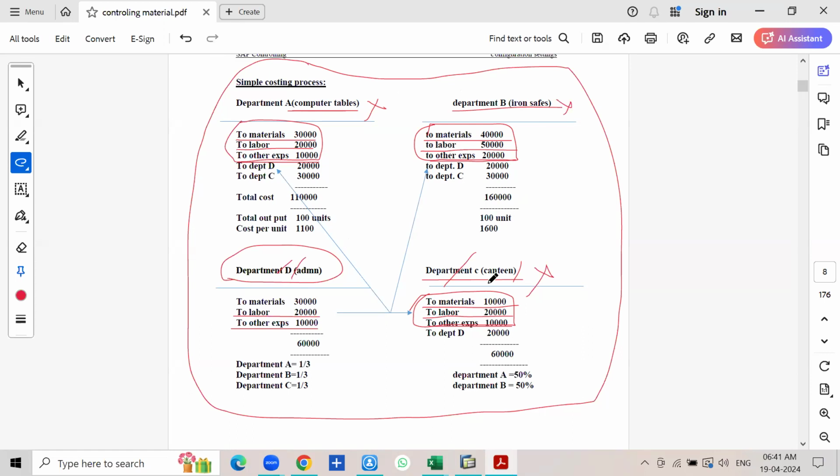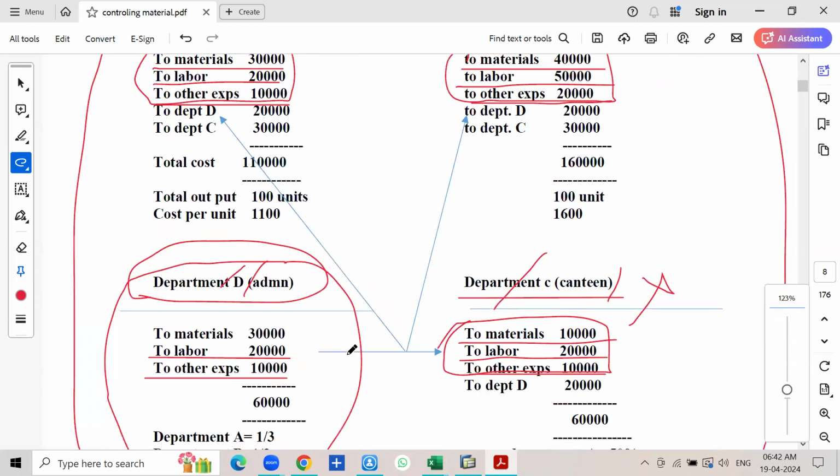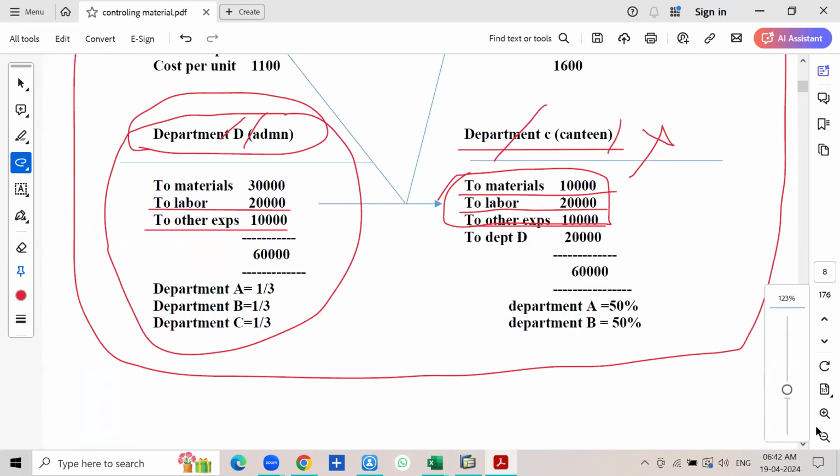That's why in cost accounting, it's always a principle that the costs of the service departments are to be borne ultimately by production departments. So in this example, because department D is giving services to department A, department B, and department C, the management wants to allocate the cost of department D one-third to department A, one-third to department B, and one-third to department C.